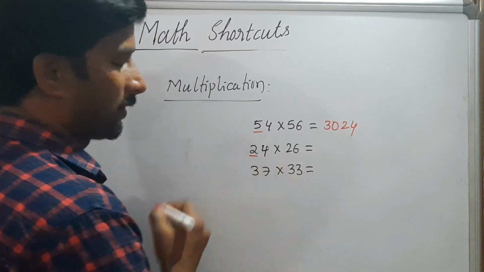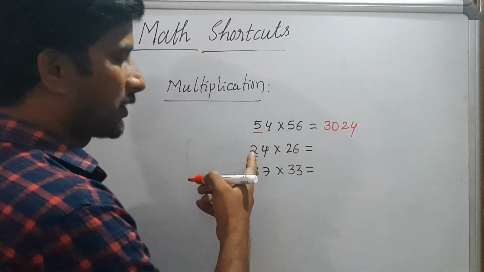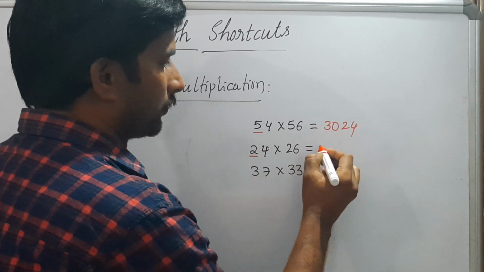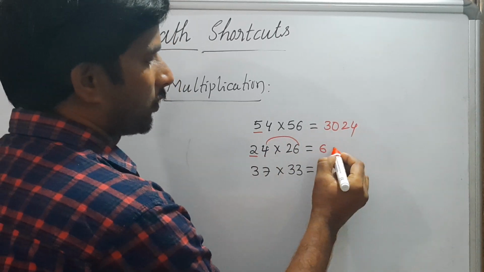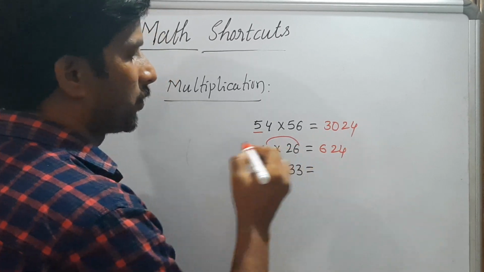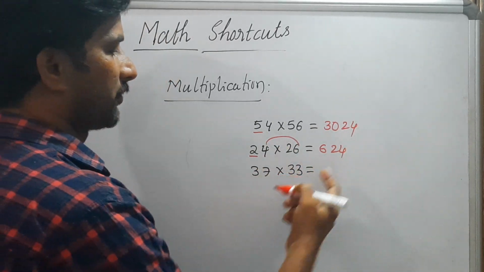Now take tens place, which is 2. 2 plus 1, 3. 3 into 2, 6. Now multiply the unit place values. 4 into 6, 24. So 24 into 26 equal to 624.